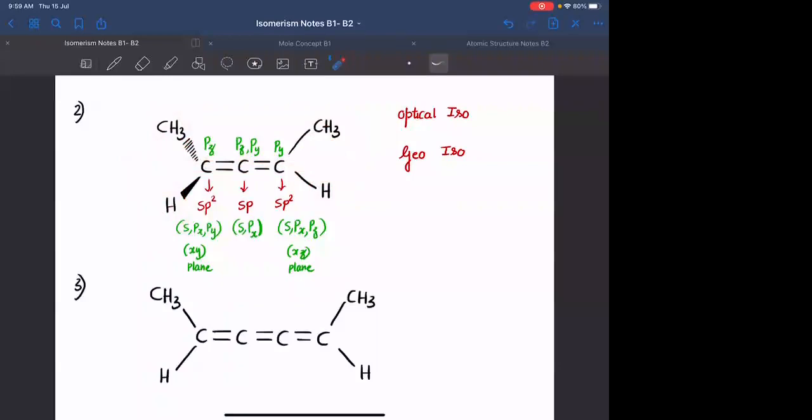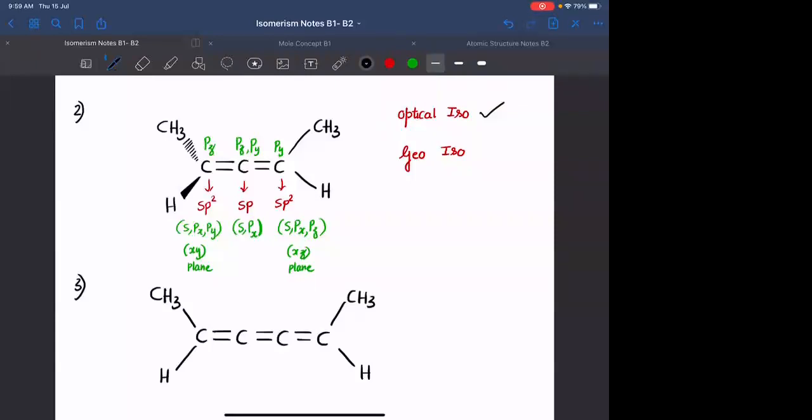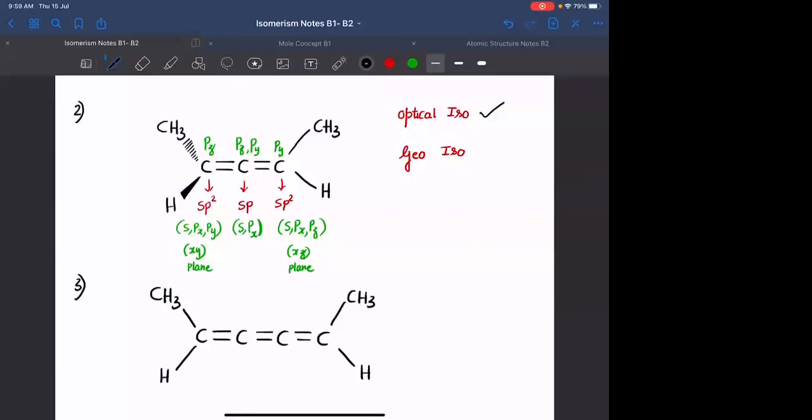Agreed? Clear? So can it have optical isomerism? Yes, sir. Can it have geometrical isomerism? No. Can it have geometrical isomerism? Yes or no? No, sir. No. Can you visualize this?